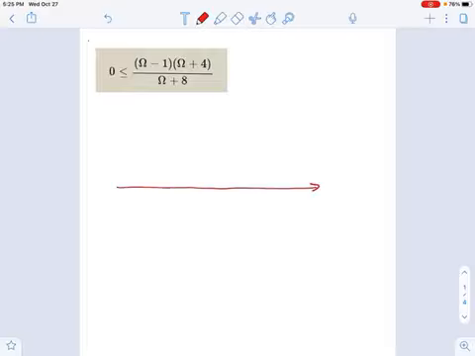On my sign array, I want a couple things. I want x-intercepts and I want vertical asymptotes. Okay, so let's write those down. X-intercepts. What are my x-intercepts? Well, there's an x-intercept at (1, 0), right? And there's also an x-intercept at (-4, 0). I'm getting those from factors on the top.